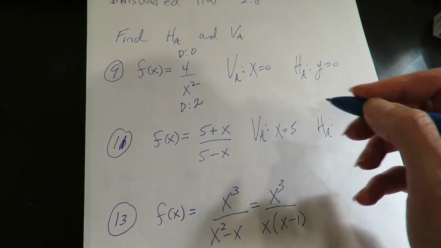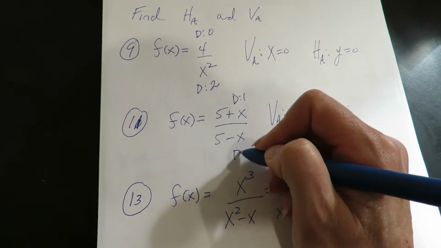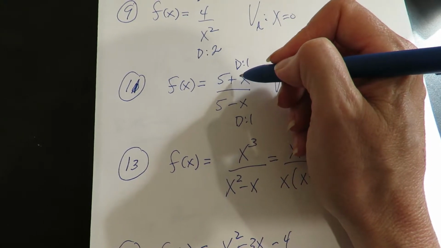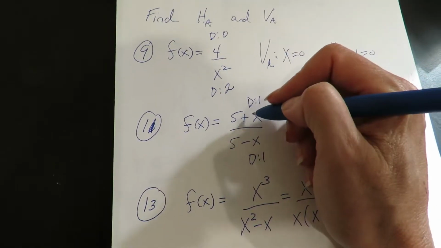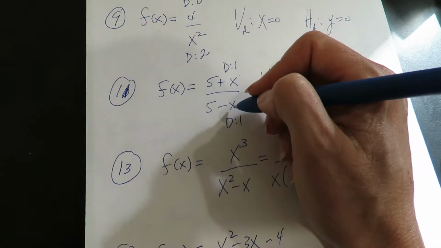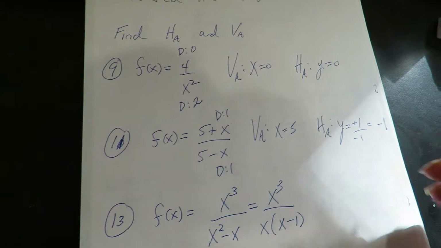And for the HA, they're equal in degree. The numerator is degree 1, the denominator is degree 1. They're both linear, so you have to look at the coefficients. You have a positive 1, right? The highest degree is actually in the back, it's not in the front. So you have a positive 1 over a negative 1, which is overall going to be negative 1.